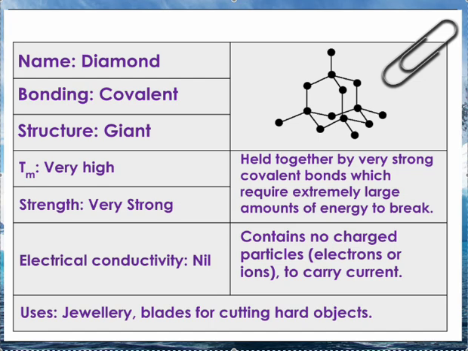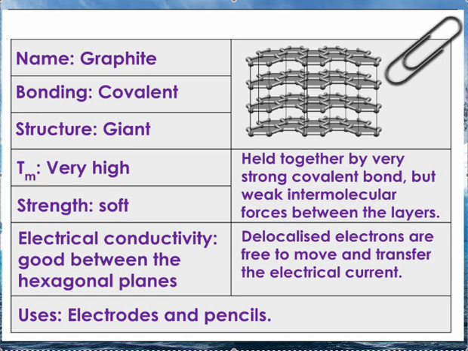So it's mostly used in jewelry or blades for hard cutting objects, because we know that we have a diamond crusted or diamond infused tip for drills and stuff like that, because it's really hard to break. The other one is graphite, which a lot of you are basically using right now for your pencils. It is another giant covalent structure, has a very high melting point, but it is way softer than diamond.